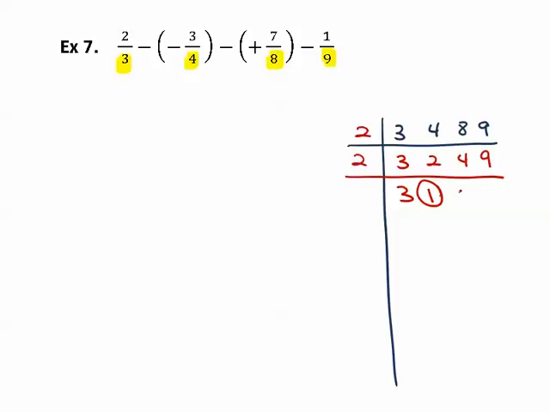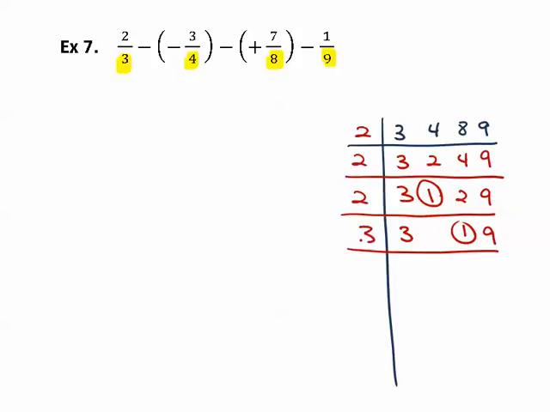2 divides into 4 twice. 2 does not divide into 9, so I just bring it down. I can use 2 again. It doesn't divide into 3. The one column is done. 2 divides into 2 once. Now that column is done. 2 does not divide into 9, so I just bring it down.